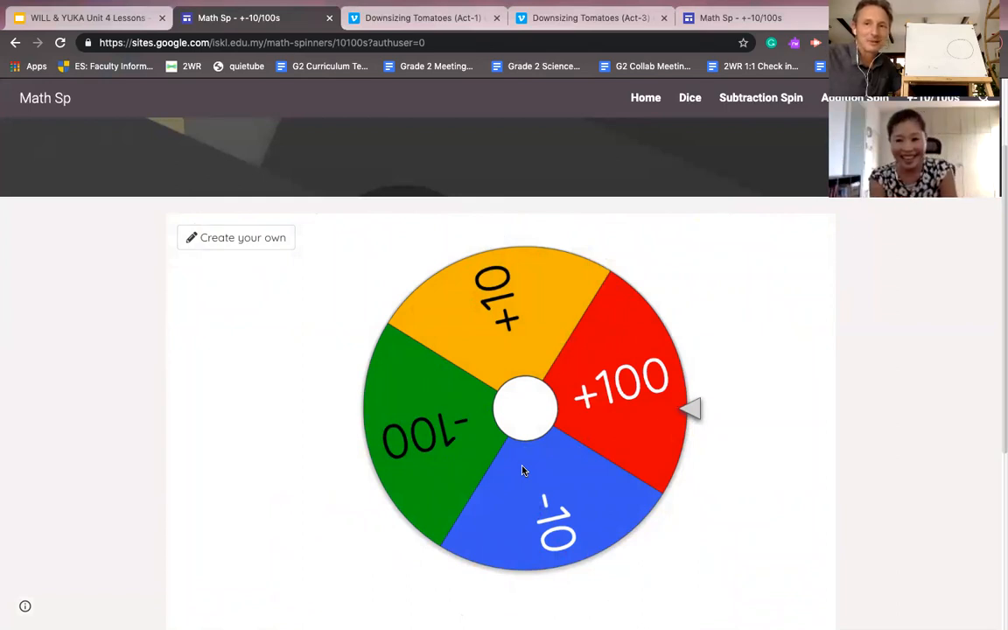Okay. Do you guys get how to play this game? So we just modeled one round for you. You're going to keep going until one of you reaches 1,000. Hopefully, I don't get any more minuses. I don't want to get any lower than that. Can't get lower than a 0.